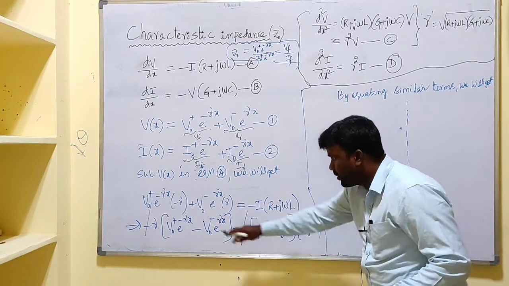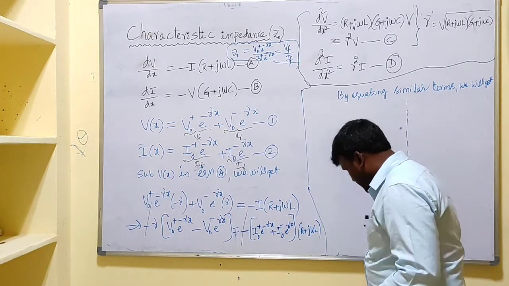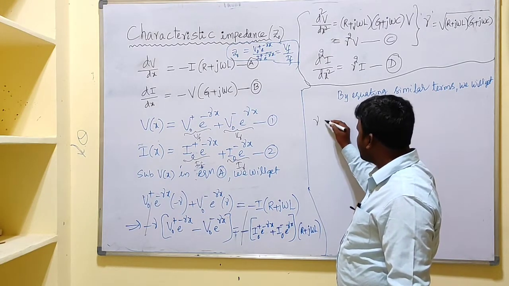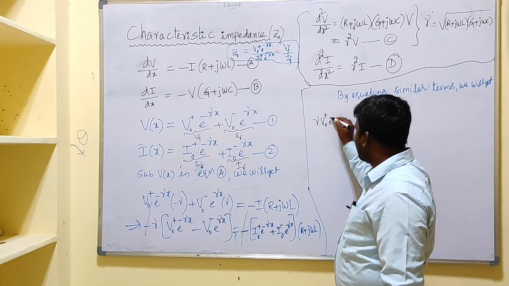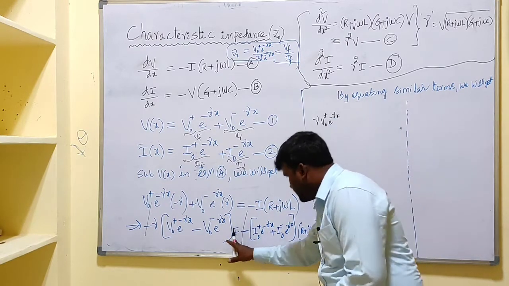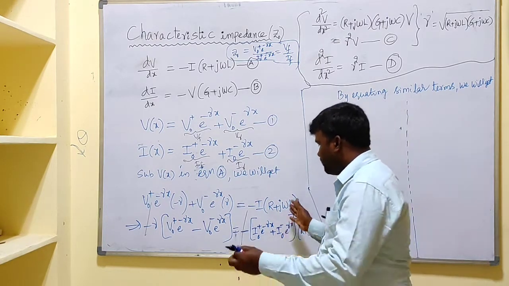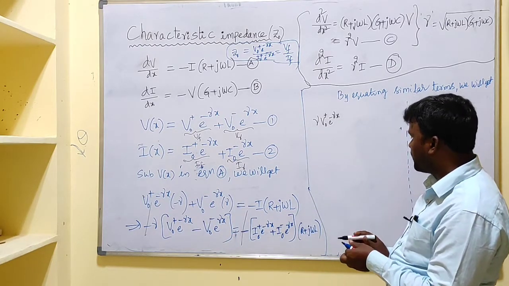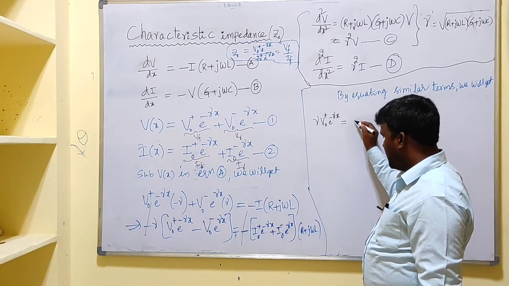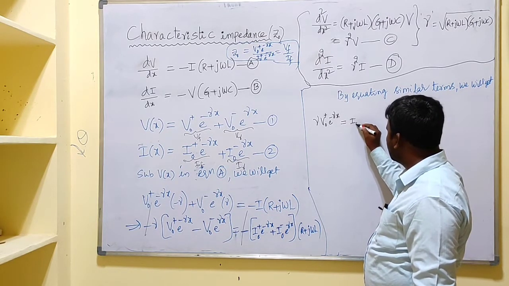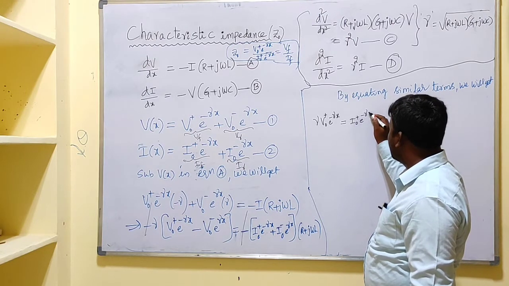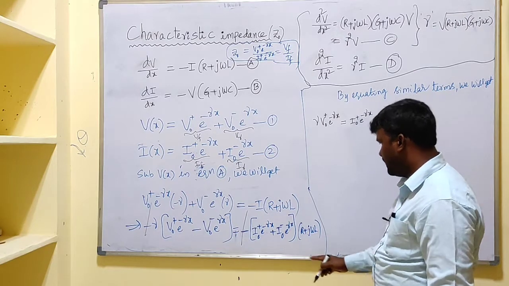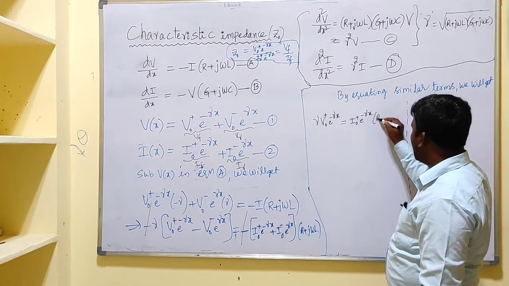First go for the e to the power minus gamma x term. That is gamma into V naught plus e to the power minus gamma x. If these similar terms are equal, that's why we need to equate the similar terms. Gamma into V naught plus e to the power minus gamma x equals I naught plus e to the power minus gamma x into r plus j omega L.